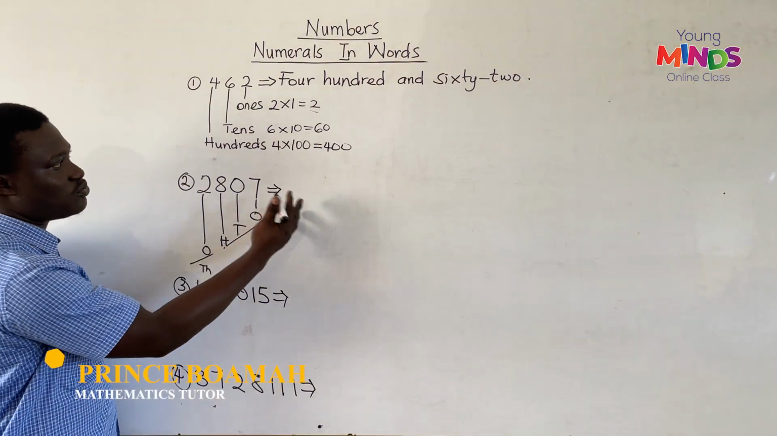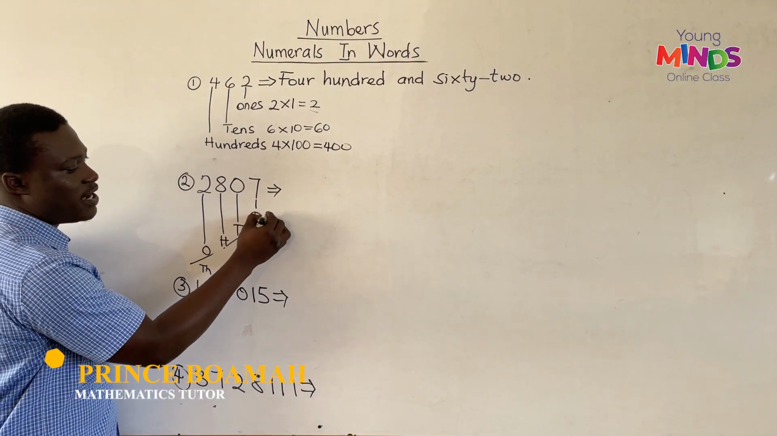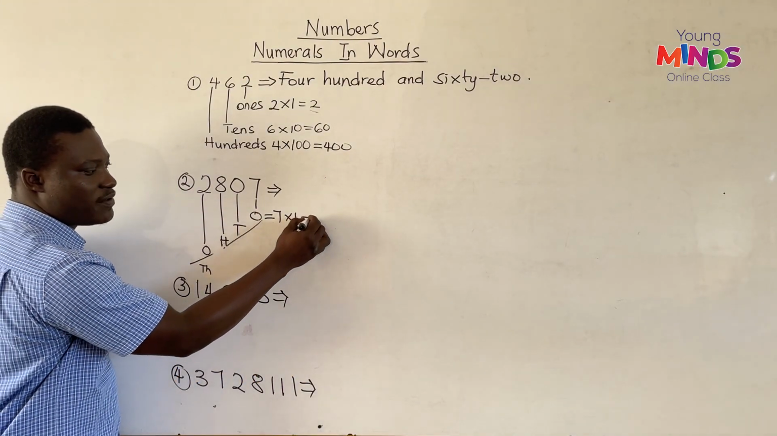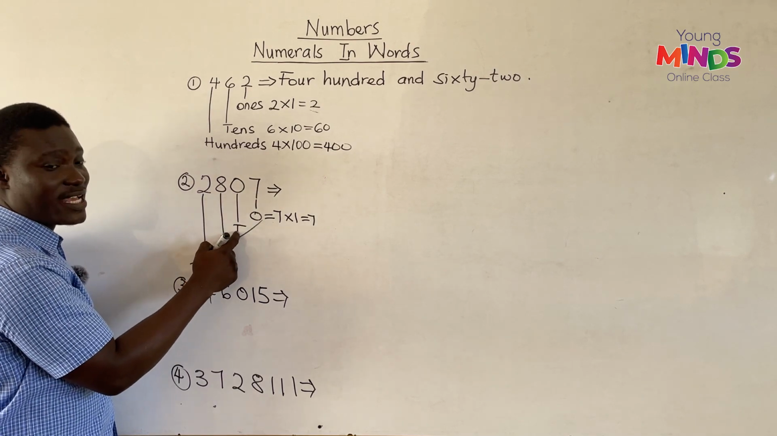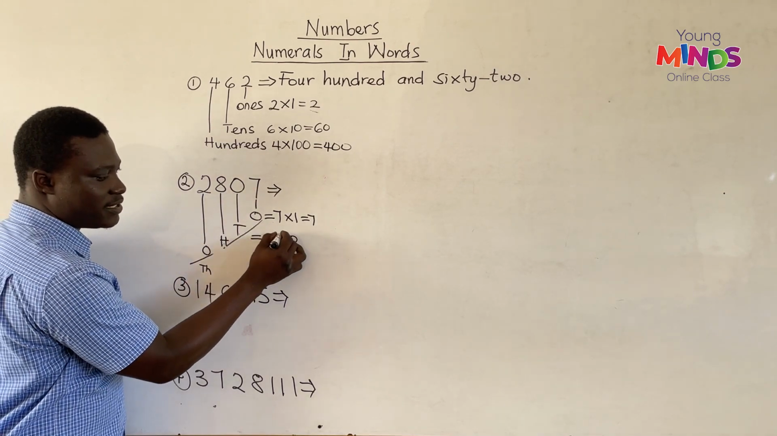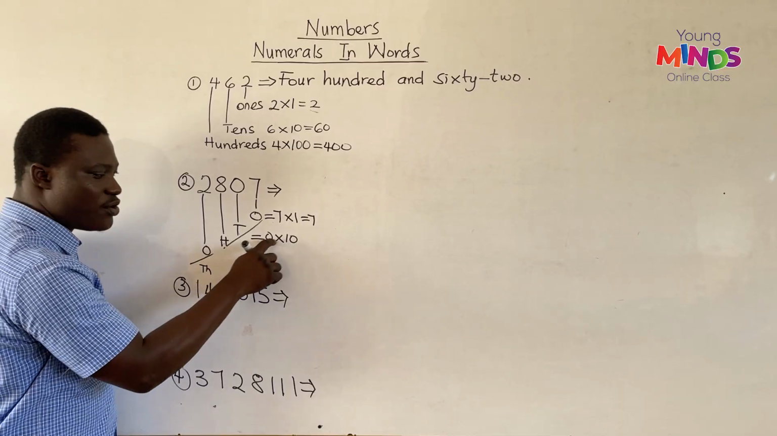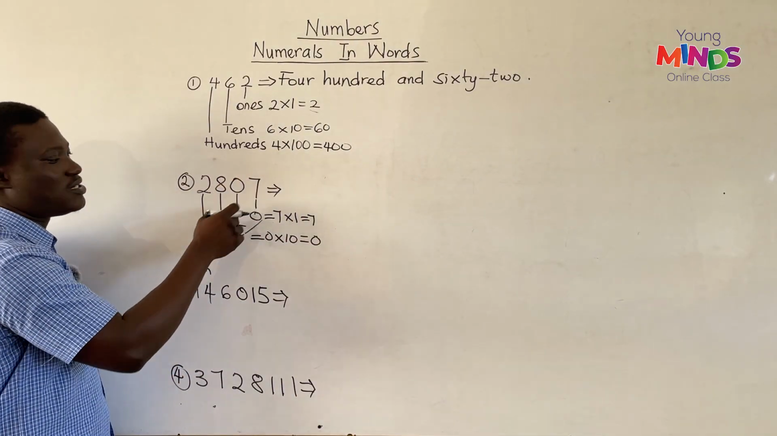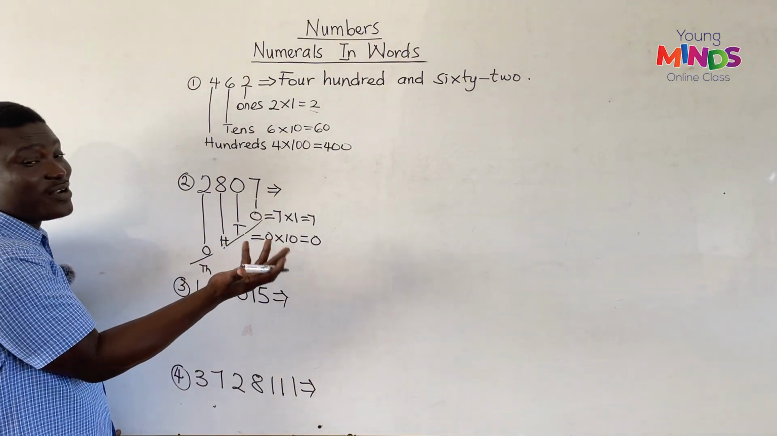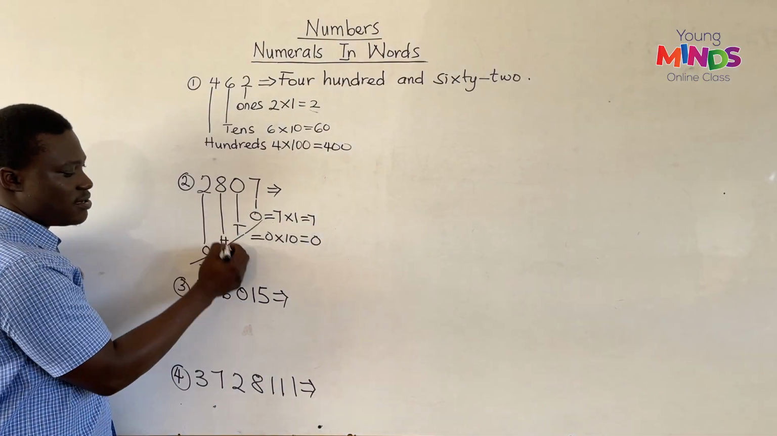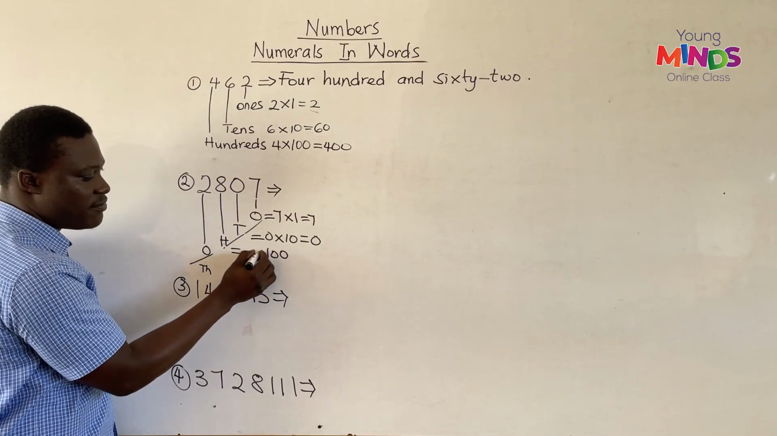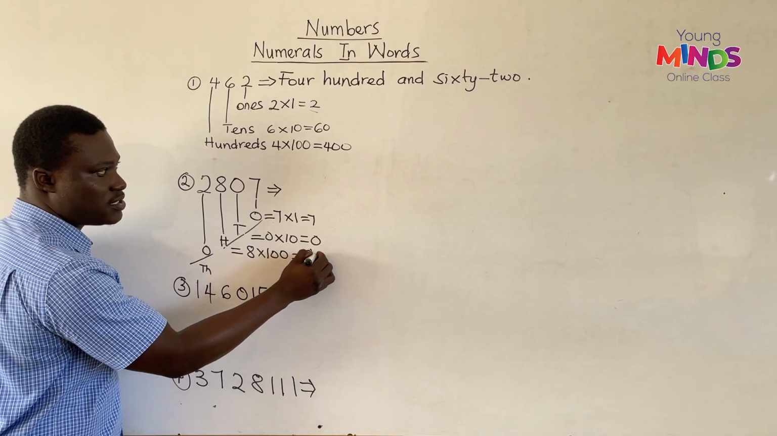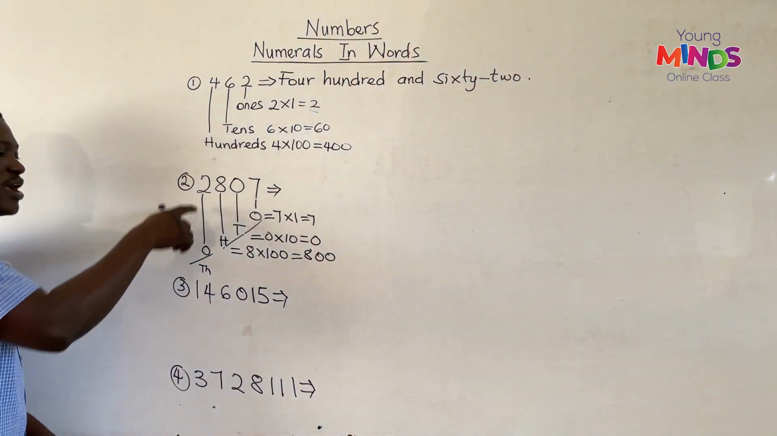So this is 2,000, and this one, 800, tens, and then 7. So let us see how we are going to get their value. The value in ones will be 7. So 7 times 1 will give us 7. Here we have it in tens. So we are going to get 10 times 0. So 0 times 10 will give us 0. So in 0, when we are mentioning the words, we will not bring the 0 because it is nothing. So we will not bring it. Here, hundreds. So we have 100 times the 8, and we are going to get 800.